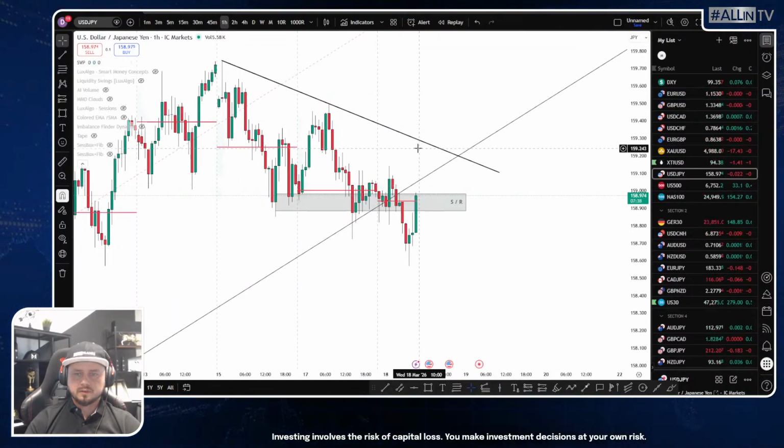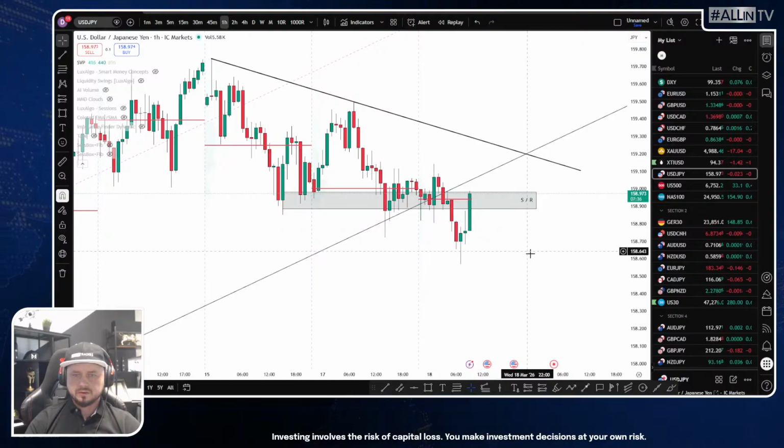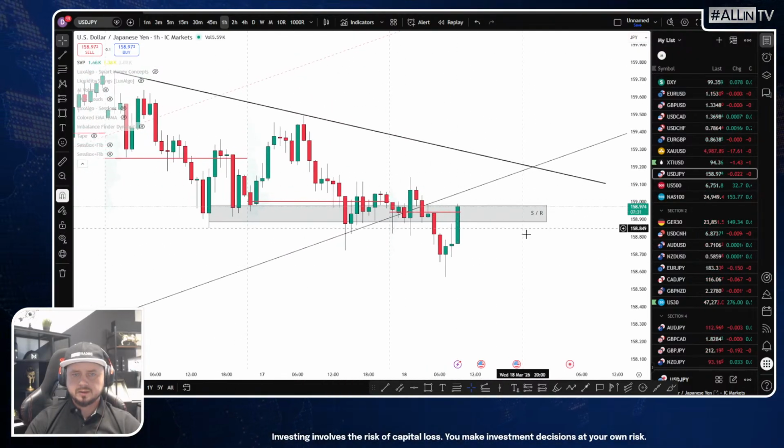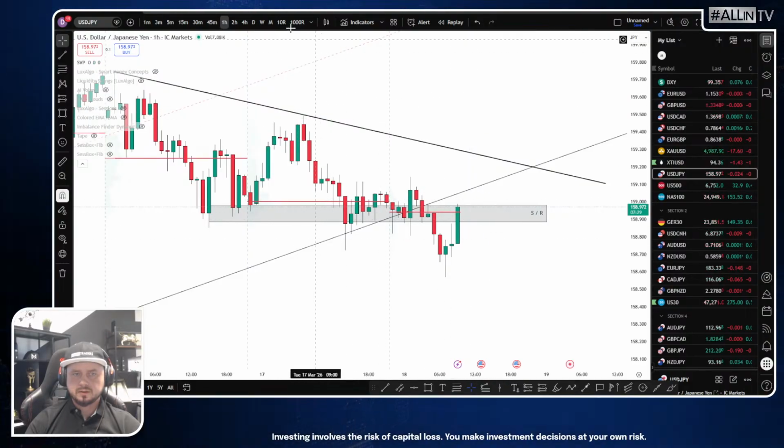Support resistance zone. Okay, we entered point of control from today. This is today, so it doesn't matter right now.